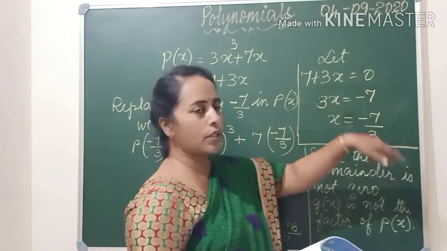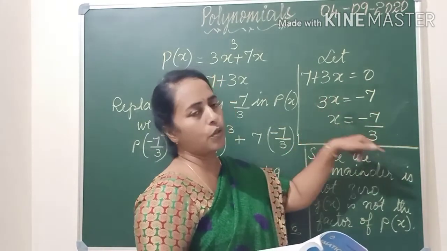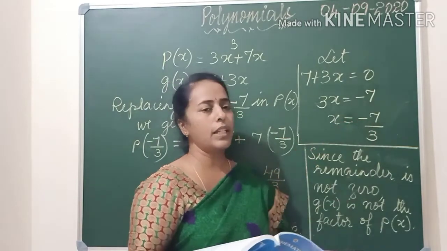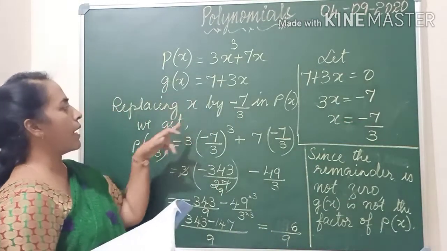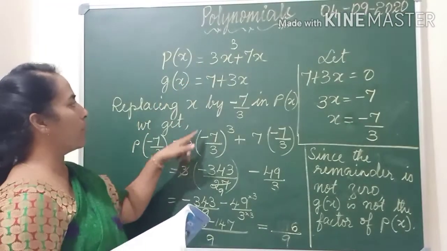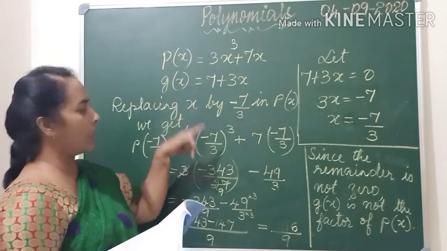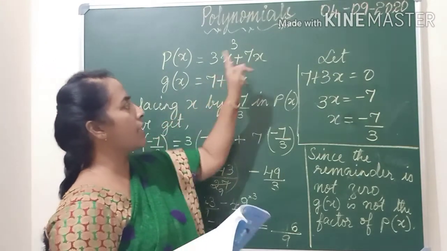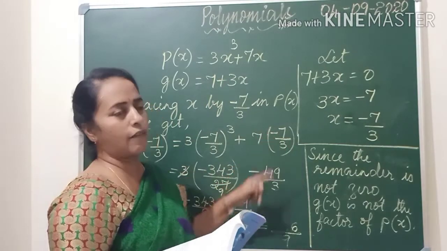So take this 3 to the right side. So into 3 is there, it goes to the denominator. So now we got the x value, minus 7 by 3. Now replace x by minus 7 by 3 in p of x. What do you get? 3 into, so replace x by minus 7 by 3. That is minus 7 by 3 the whole cube plus 7x is there. So 7 into the x value, which is minus 7 by 3.